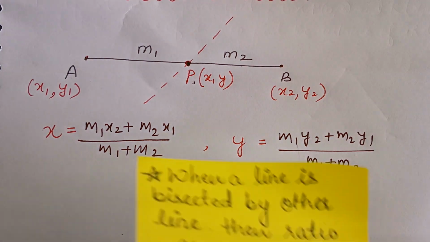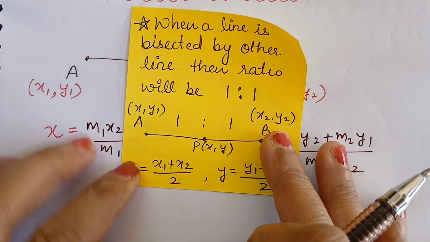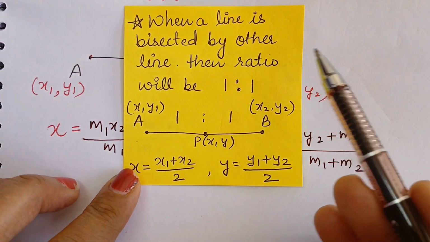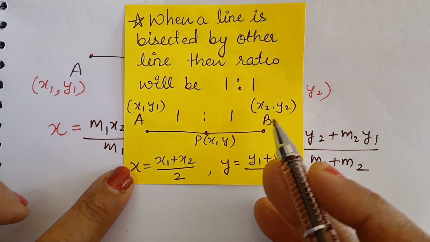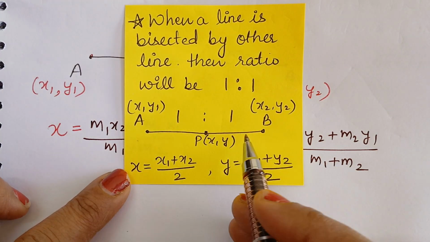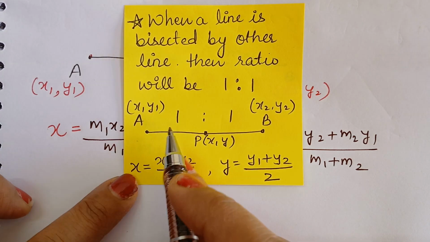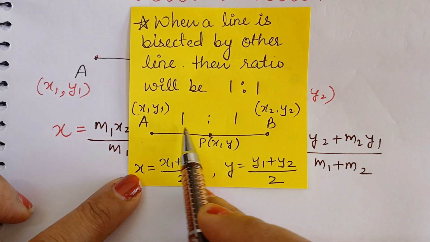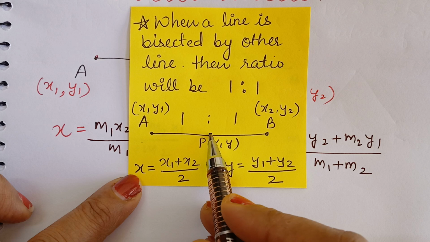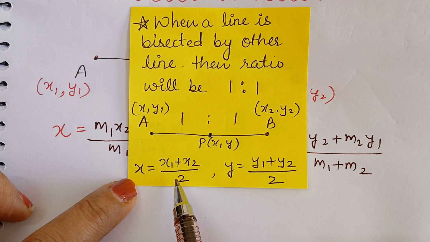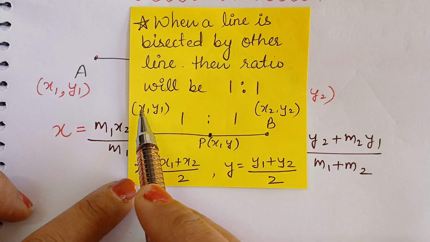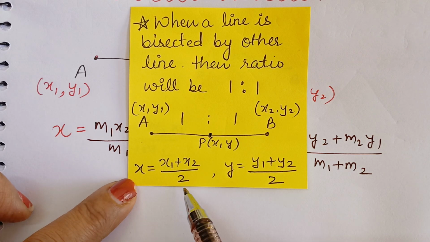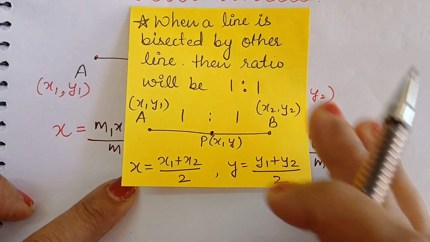And the second type which comes in this exercise using section formula is when a line is bisected by another line, then the ratio will be 1 is to 1. Bisected means dividing into two equal parts. So two equal parts means the ratio will be 1 is to 1. So if the ratio is 1 is to 1, it means this is the midpoint. So we can use midpoint formula as well, or we can use the section formula, because 1 into x2 plus 1 into x1 will be x1 plus x2 only, divided by 1 plus 1 which is 2.